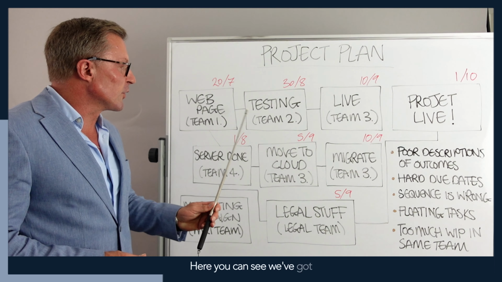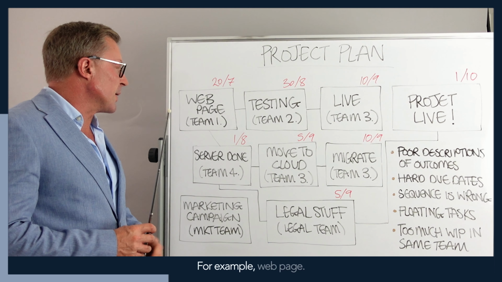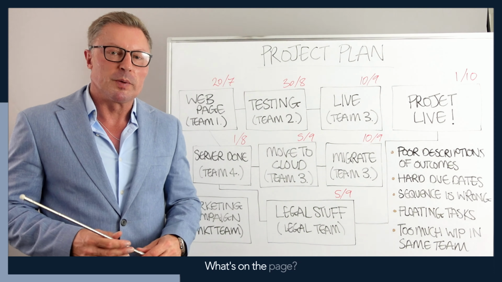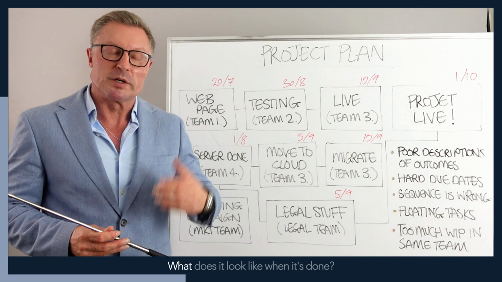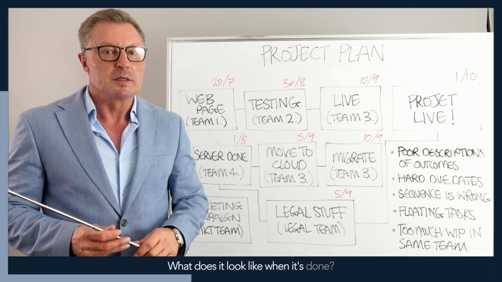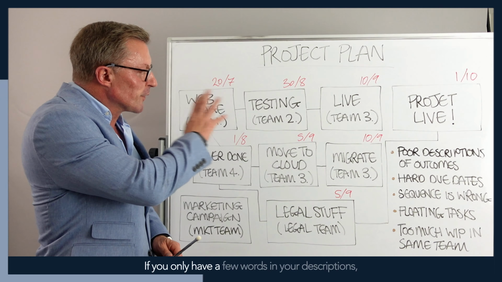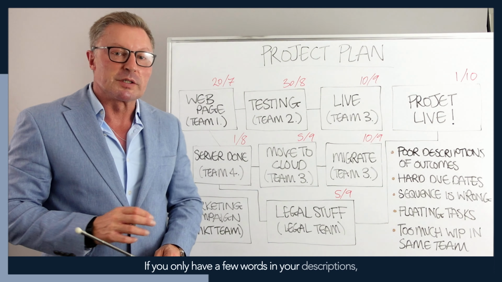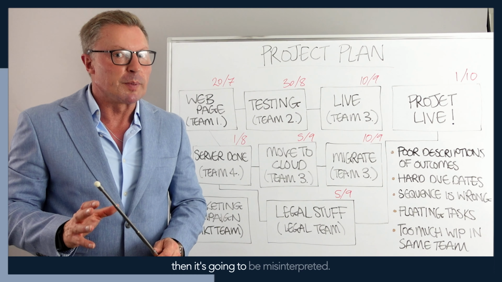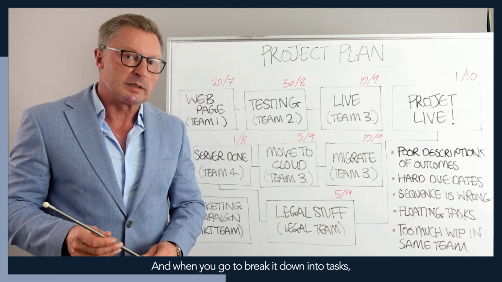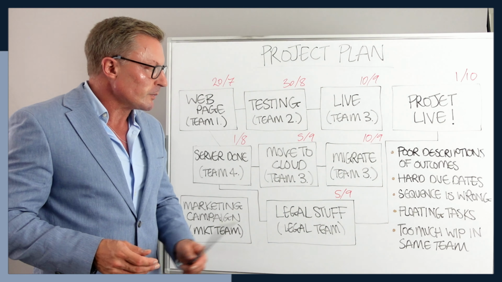Here you can see we've got pretty poor descriptions. For example, web page. What does that mean? What's on the page? What's the purpose of the page? What does it look like when it's done? So you need to have good descriptions. If you only have a few words in your descriptions, then it's going to be misinterpreted, and when you go to break it down into tasks, it's going to be problematic.